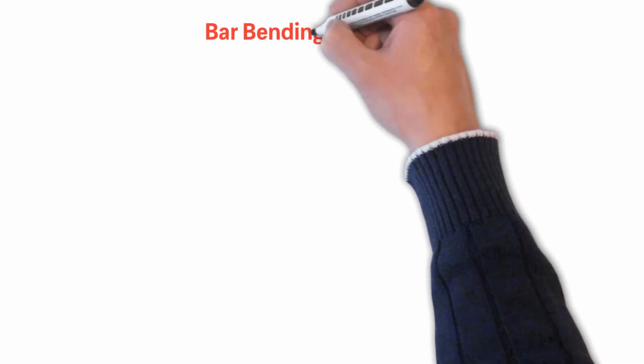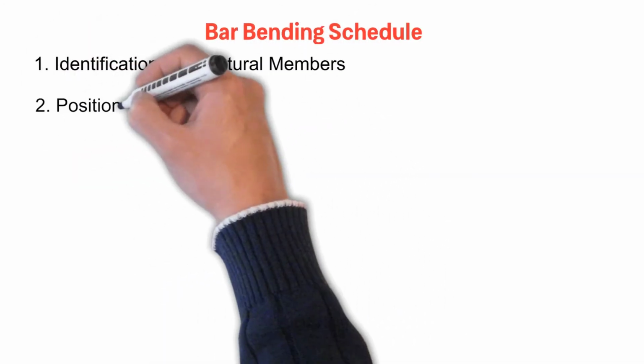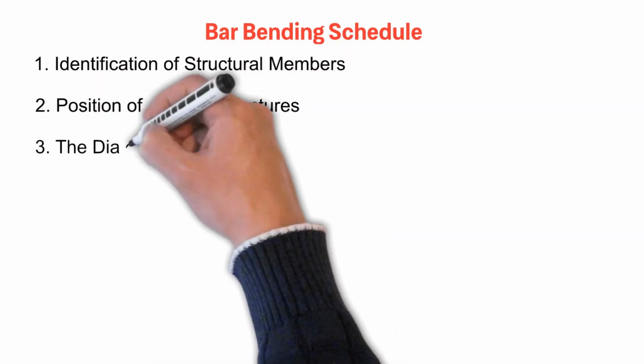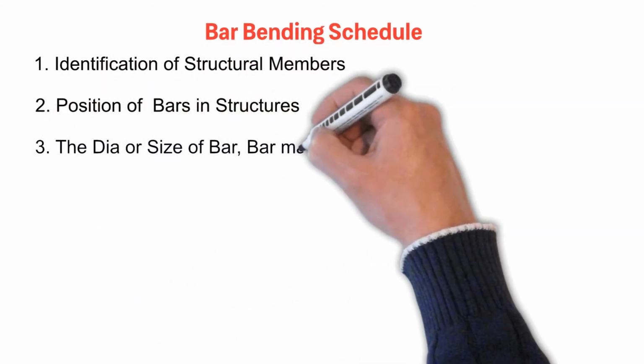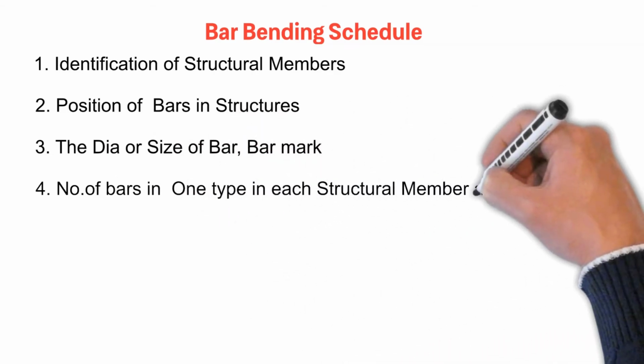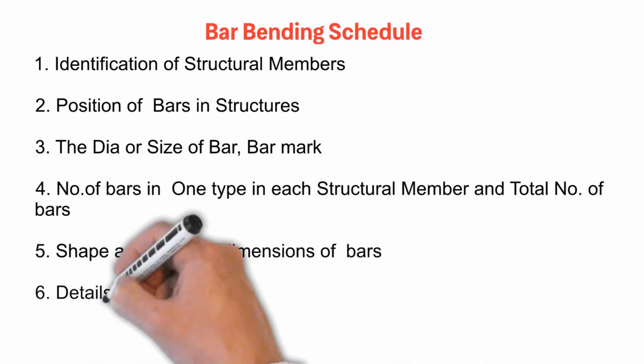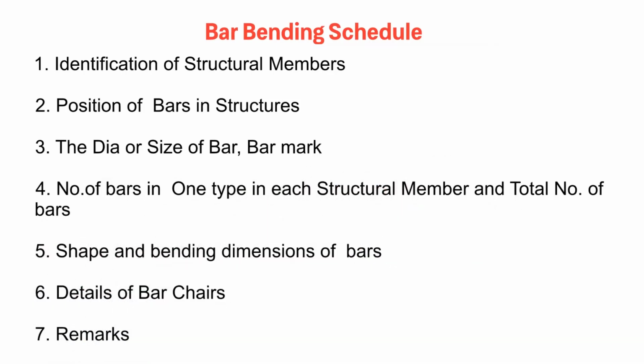The bar bending schedule should consist of the identification of structural member, position of bars in structures, the diameter or size of the bar and the bar mark, number of bars of one type in each structural member and the total number of bars, shape and bending dimensions of the bar, details of bar chairs, etc. and the usage of couplers and the welding particulars also. And if any other special remarks, they should also be indicated in the bar bending schedule.